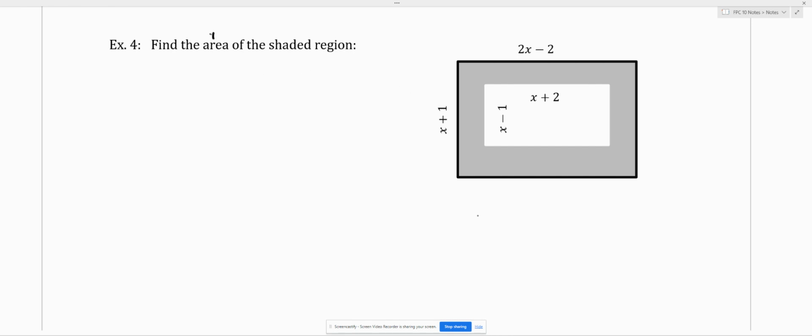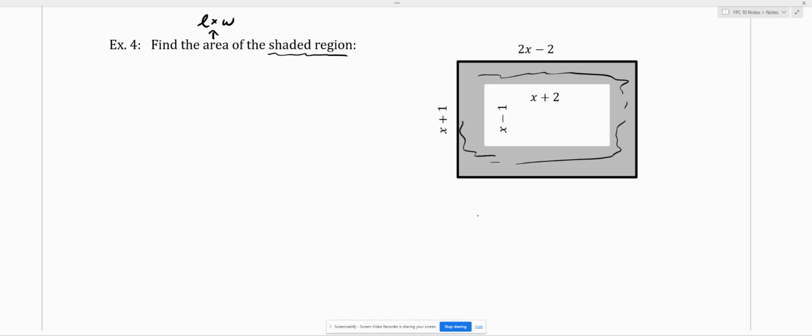Now, just remember that area is really simple. That is length times the width. So we need to find those distances. And in this case, the distances of these two rectangles, I have a large one, okay, and a smaller one inside here with dimensions given as binomials. So how do we figure out the area of the shaded region? How do I figure out this portion here?